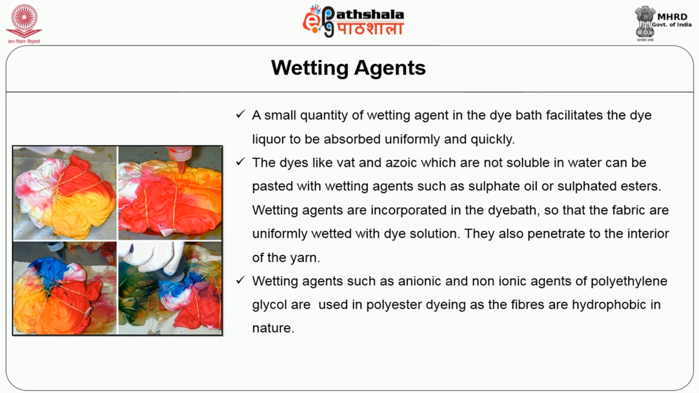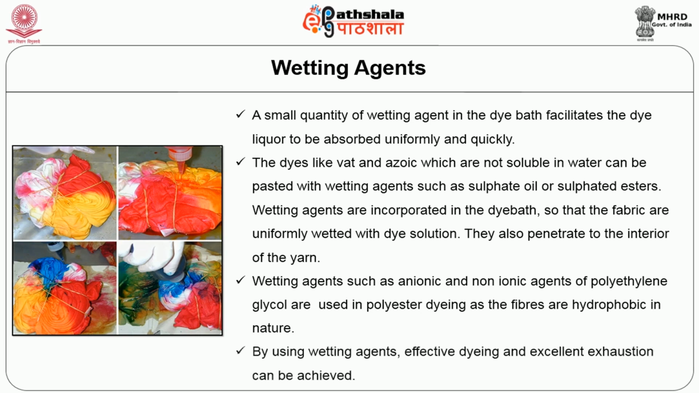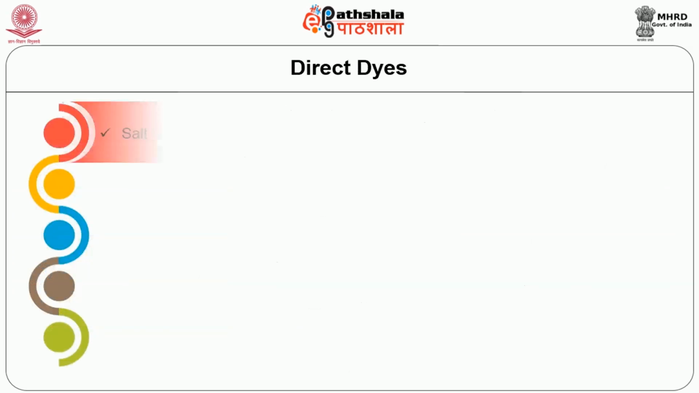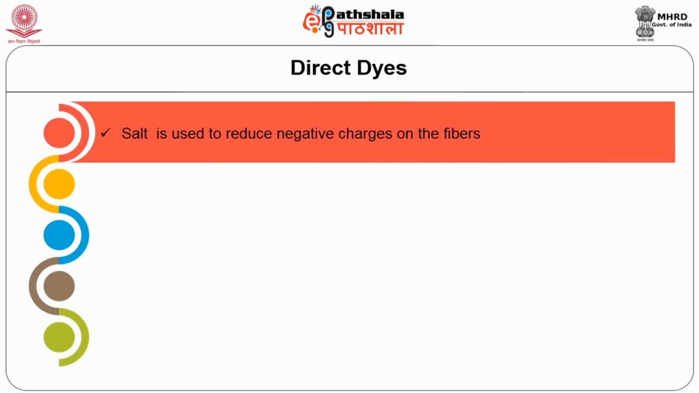Wetting agents such as anionic and non-ionic agents of polyethylene glycol are used in polyester dyeing as the fibers are hydrophobic in nature. By using wetting agents, effective dyeing and excellent exhaustion can be achieved. Let us have a quick look at the auxiliaries used for various dyes.